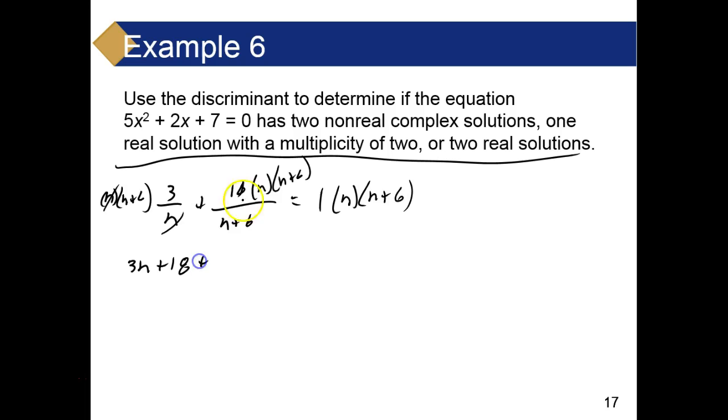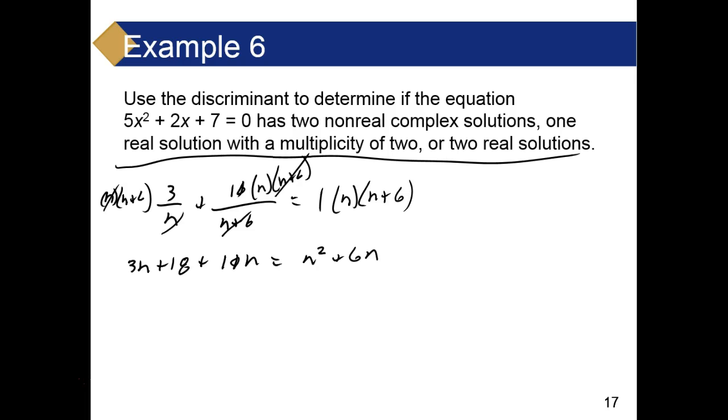Now let's look at the second term. What can simplify there? The n plus 6's go out, right? What does that leave you? Plus 10n is equal to, a little louder, n squared plus 6n. Got it.